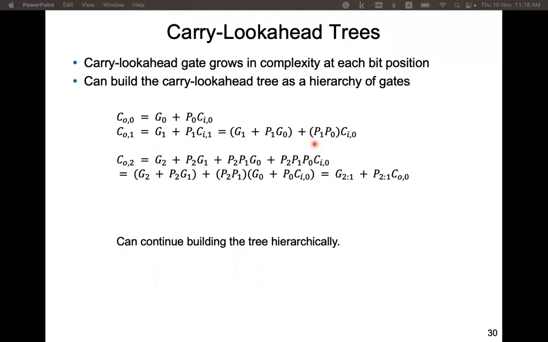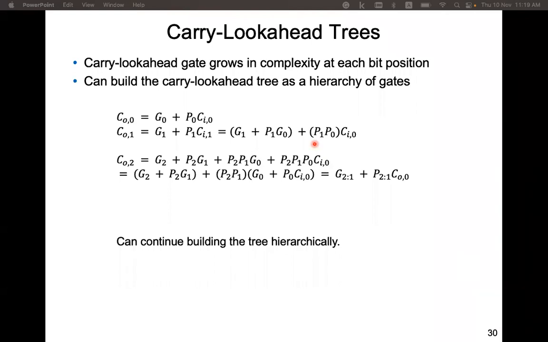If this propagate is true, then it will at least pass the carry in to the next stage through the whole group. If this generate is true, then the carry output will be true. It treats these combined bits as a block, as a single bit.